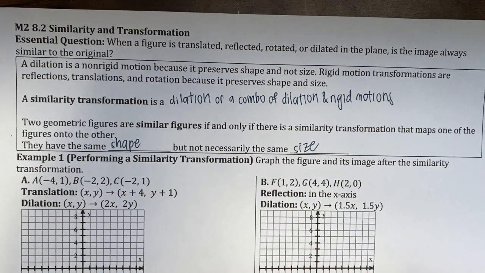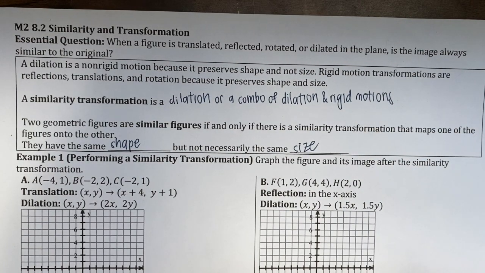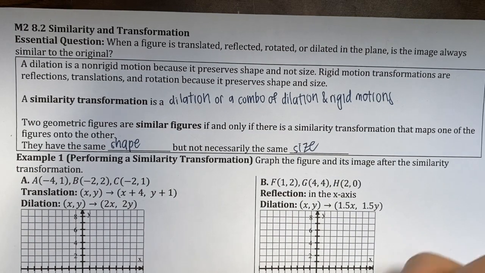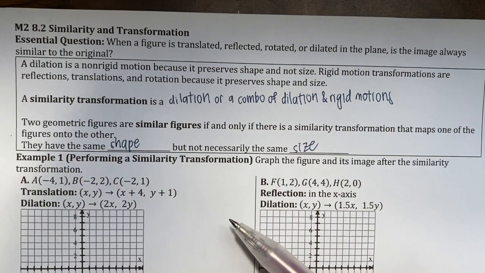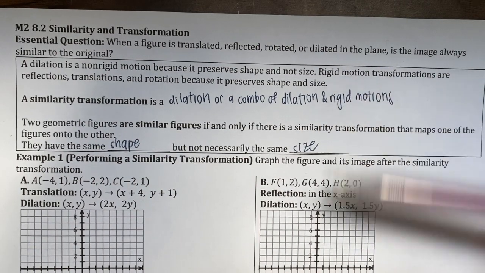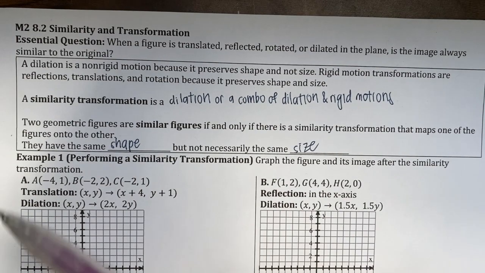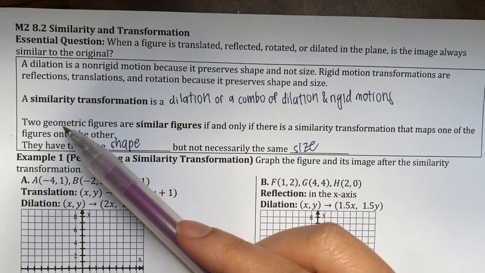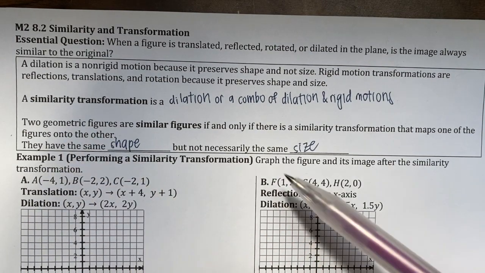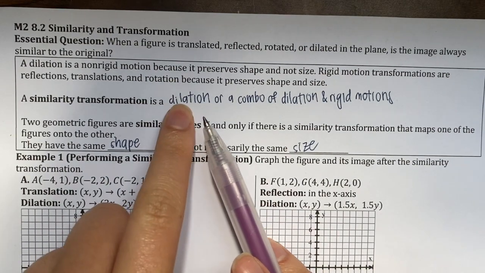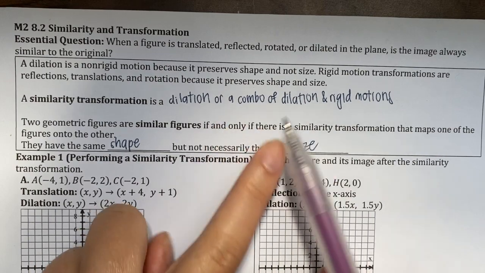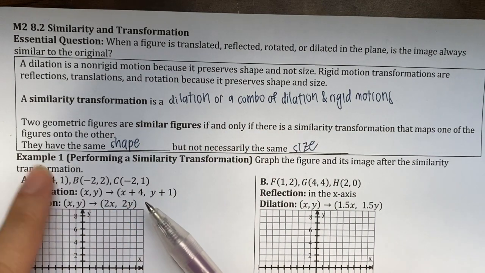Rigid motion transformations are those transformations that you learned last year in Math 1, and some examples of the rigid motion transformations are reflections, translations, and rotations. And they're considered rigid motion because it preserves shape and size. Now, in this lesson we're going to be doing some similarity transformations, and similarity transformations may be a dilation or a combination of a dilation and other rigid motions.